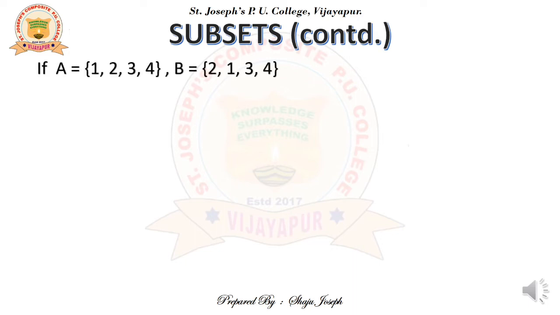Let's go. If A is equal to {1, 2, 3, 4} and B is equal to {2, 1, 3, 4}, what we do first is we start selecting one element each from the first set. Start checking whether it exists in the second set. If we find that all the elements exist, immediately we say that it is a subset. But we will not further check in the second one whether it exists more or less.